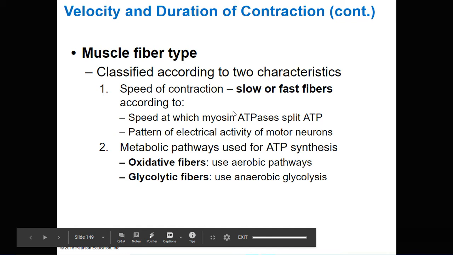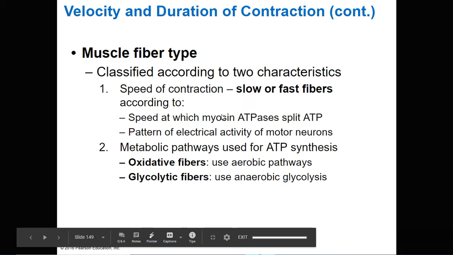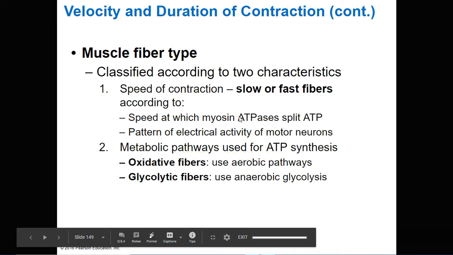Okay, so the speed at which myosin ATPase splits ATP is going to determine the speed of contraction, slow or fast fibers. Fibers in which the myosin ATPase splits ATP slowly are going to be slow fibers. Fibers in which the myosin ATPase splits ATP quickly are going to be fast fibers. And until that myosin ATPase splits ATP, that myosin head is not going to be ready to attach to another actin filament, the actin binding site in a thin filament.